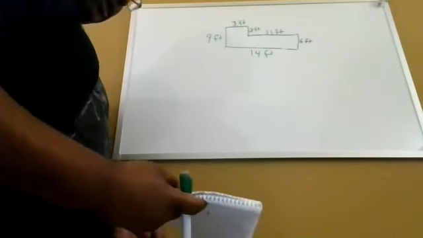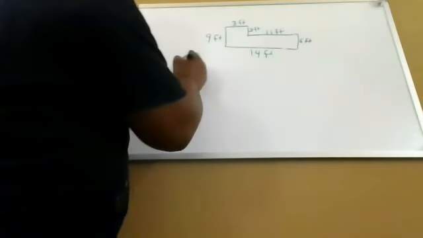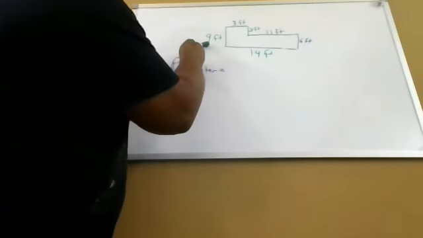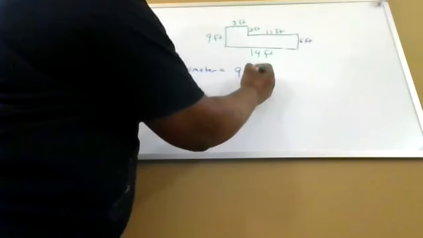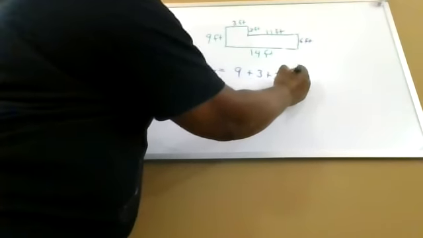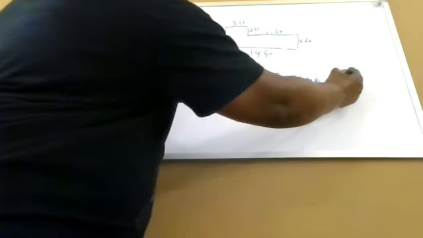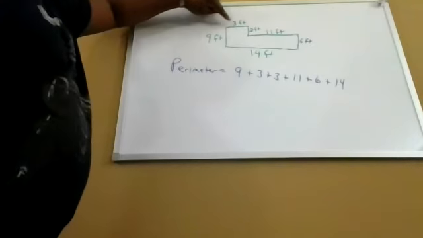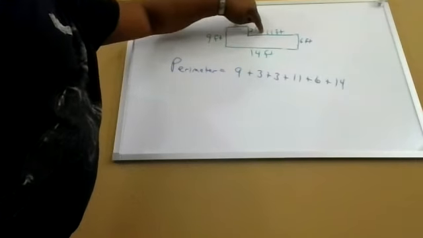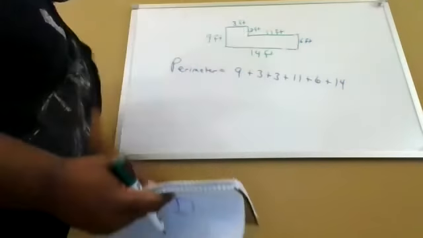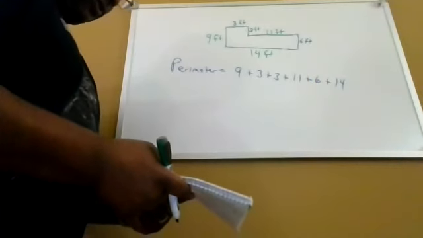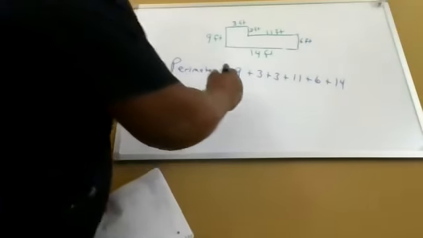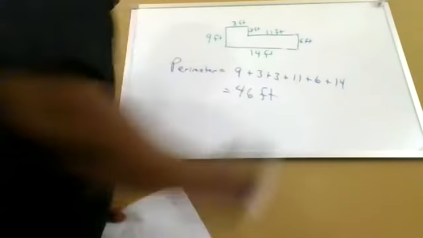So now I can just add all these values to get the perimeter. So the perimeter equals 9 feet plus 3 feet plus 3 feet plus 11 feet plus 6 feet plus 14 feet. And all that added together equals 46 feet.